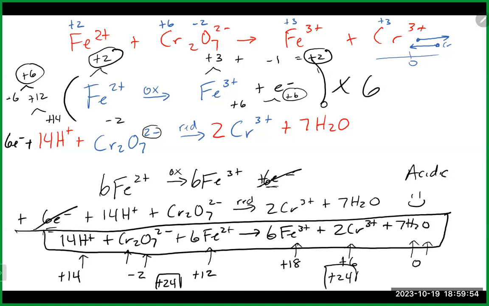All right. Now to show you how to turn it into basic, my recommendation is there's multiple ways to do it. My recommendation is to do it just like this, balance it as it's acidic, and then at the end, you could actually just turn it into basic at the end, which is a much easier way to do it. So if you had to balance this in basic conditions, you're going to do everything just like we just did.